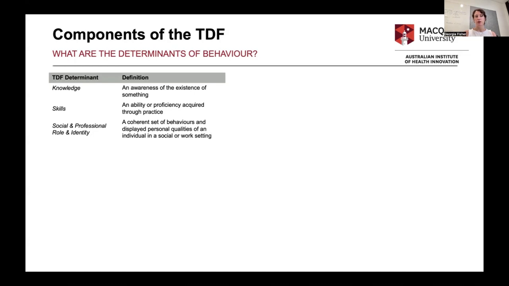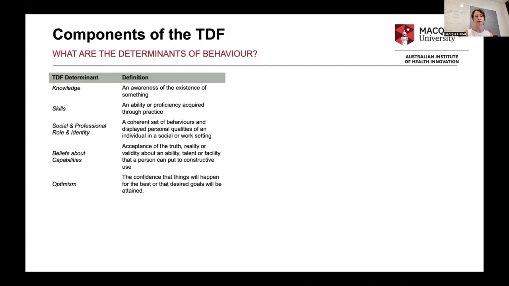Your social and professional role and identity, which is defined as a coherent set of behaviours and personal qualities that you inhabit in either your social or work setting, and it would be different between the two. Your beliefs about your capabilities, so your acceptance of the truth, reality, or validity about an ability, talent, or facility that you could put to a constructive use. Your optimism about a particular behaviour, so your confidence that things will happen for the best or that your goals will be attained.